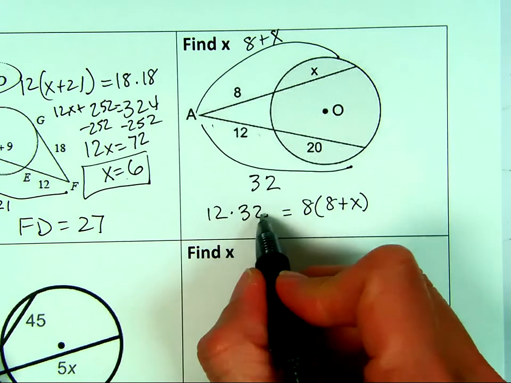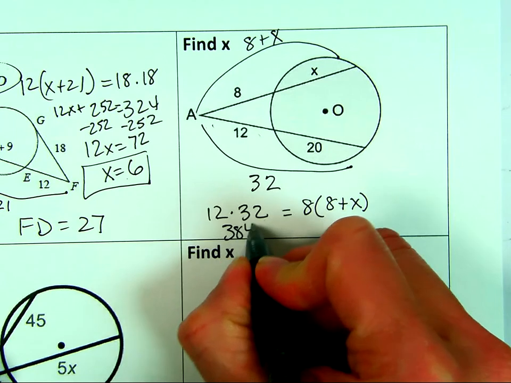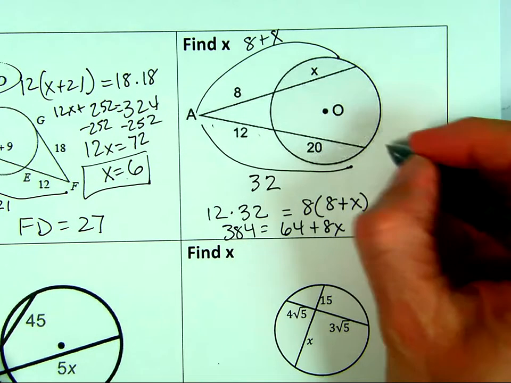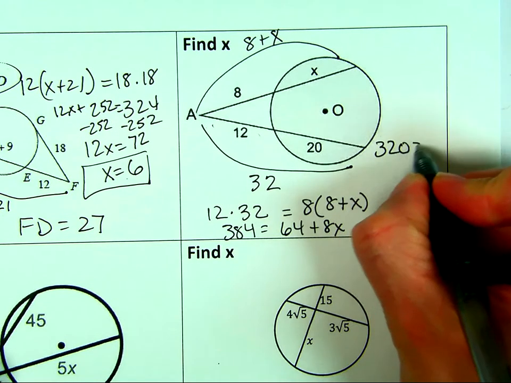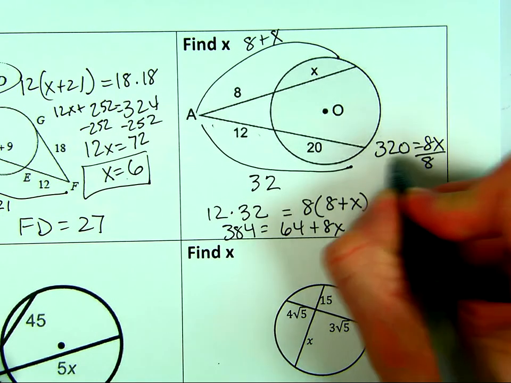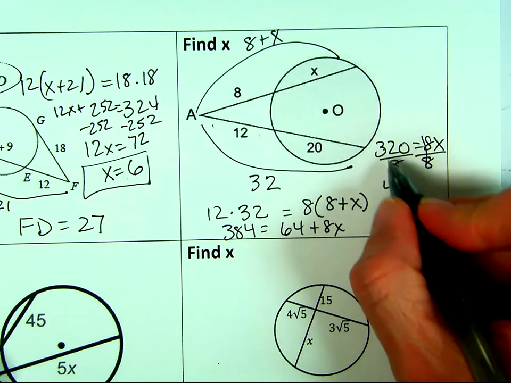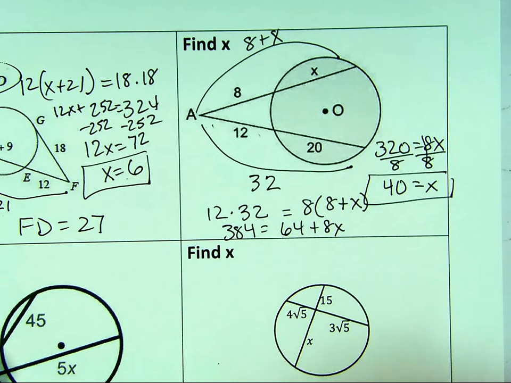So 12 times 32, let me see what that is. It is 384. And that would equal 64 plus 8x. So if I subtract 64 from this, I'm going to get 320 equals 8x. And if I divide by 8, 8 goes into 32 4 times, so it must go into 320 40 times. So x equals 40, and that is what they asked me for.